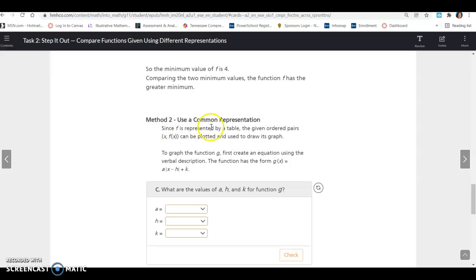All right, so method 2, use a common representation. Since f is represented by a table, the given ordered pairs, x and f of x, which is just y, can be plotted and used to draw its graph. To graph the function g, first create an equation using the verbal description. The function has the form g of x equals a times the absolute value of x minus h, plus k. All right, so this is just our general equation.